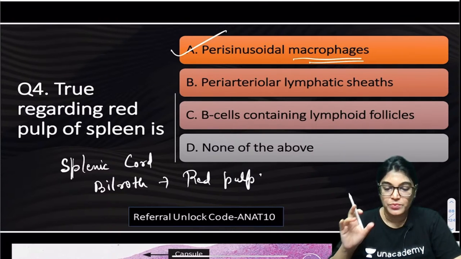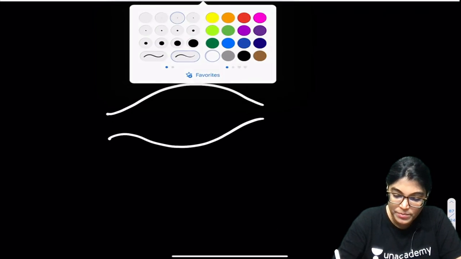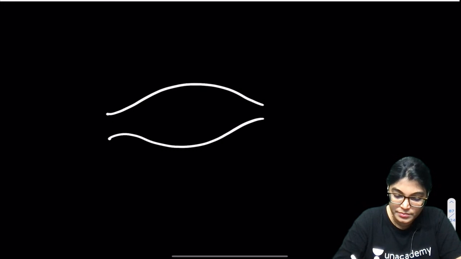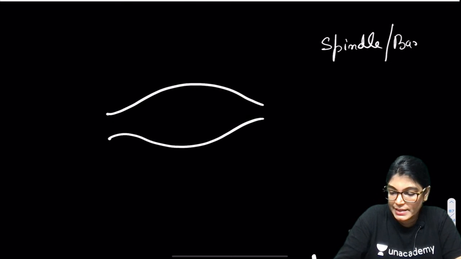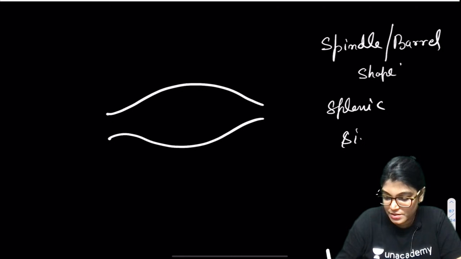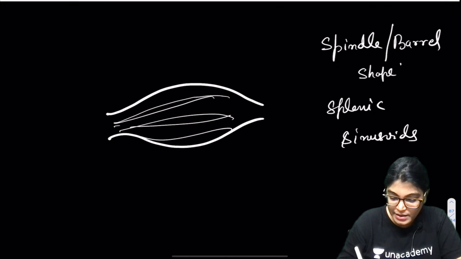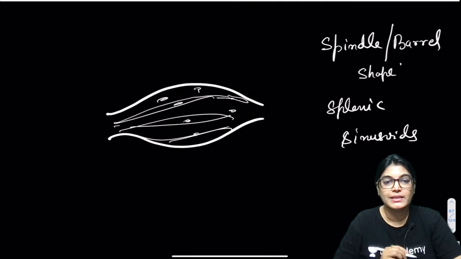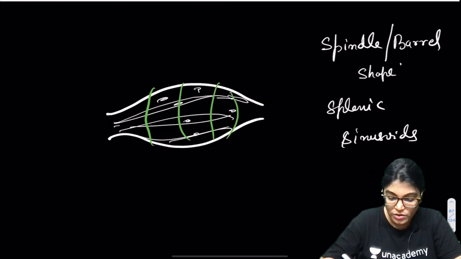I want to explain the features of the splenic cord of Billroth. When you see it, it is spindle shaped, or you can say barrel shaped. The splenic sinusoids are barrel shaped like this, with discontinuous endothelium. This barrel shaped splenic cord again has reticular fibers surrounding it.